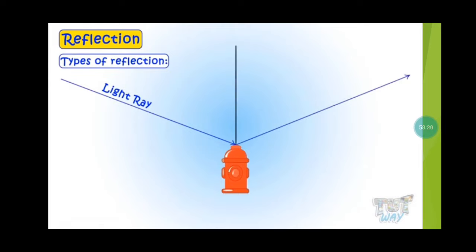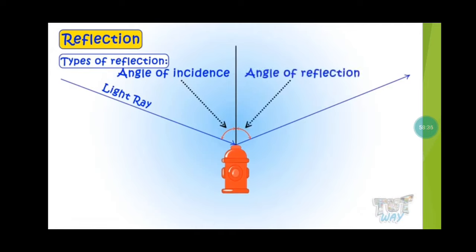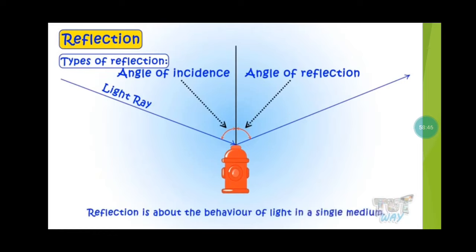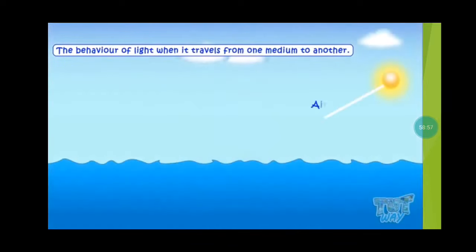All reflected light obeys the relationship that the angle of incidence equals the angle of reflection. Whatever the angle of the incident ray, equal will be the angle of the reflected ray. So, reflection is about the behavior of light in a single medium. Now we will learn about the behavior of light when it travels from one medium to another medium.